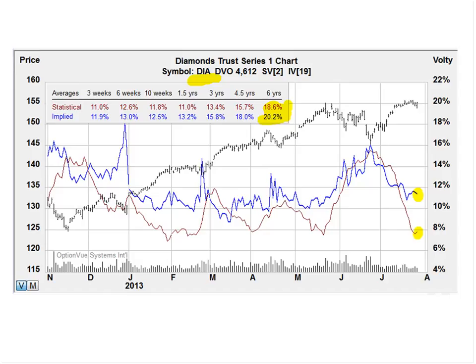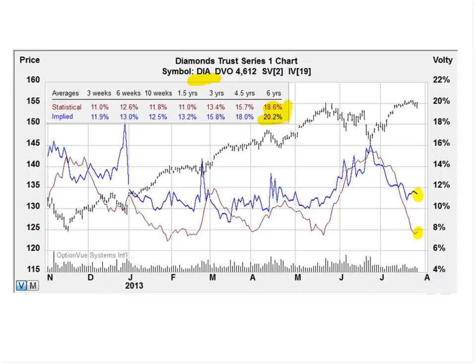Now, what does that mean? That means that, on average, the time premium in the options implies higher volatility than what actually comes to pass. And that kind of a market is something you want to look at for premium selling. Credit spreads, condors, butterflies, calendars, where you're theta positive, where you're bringing in daily time decay.